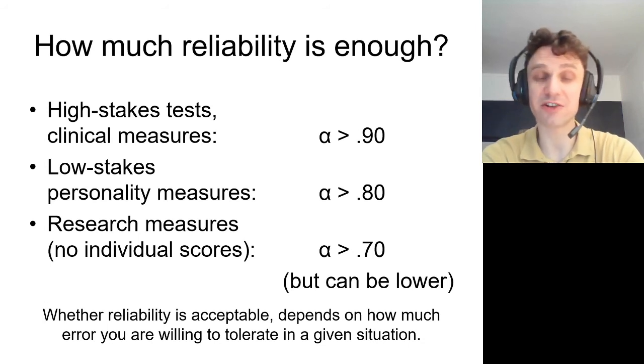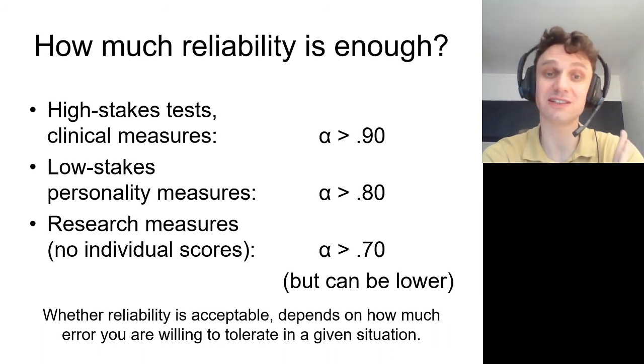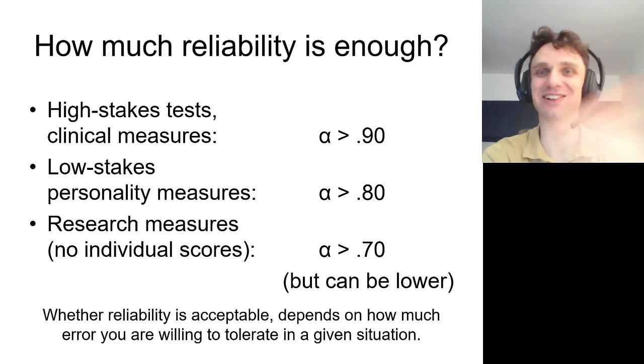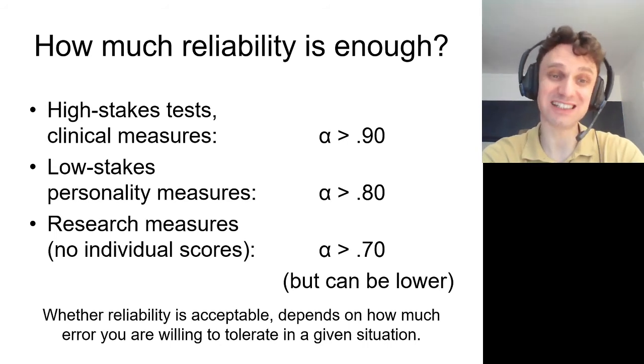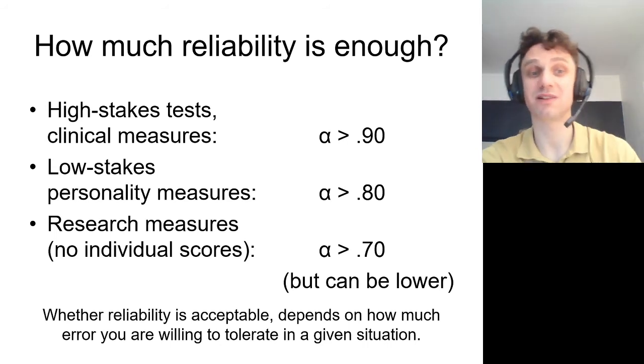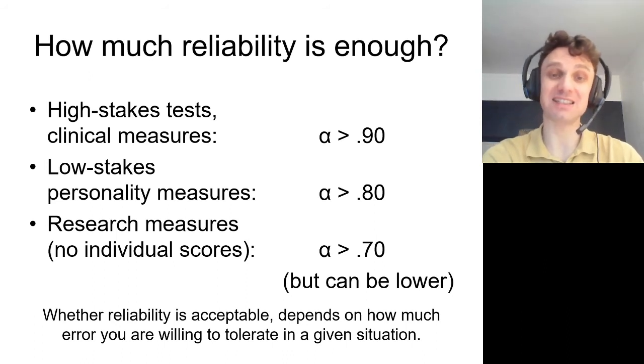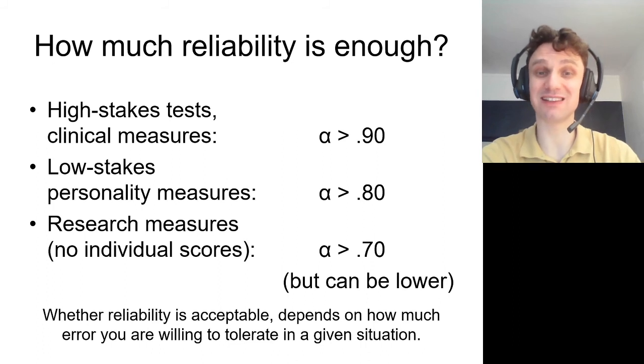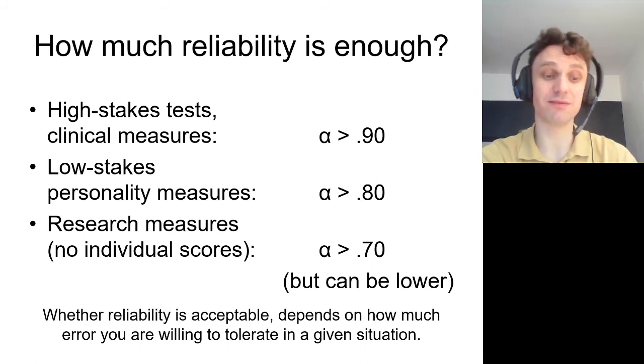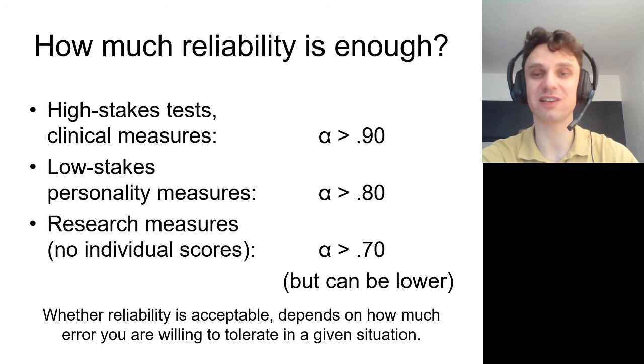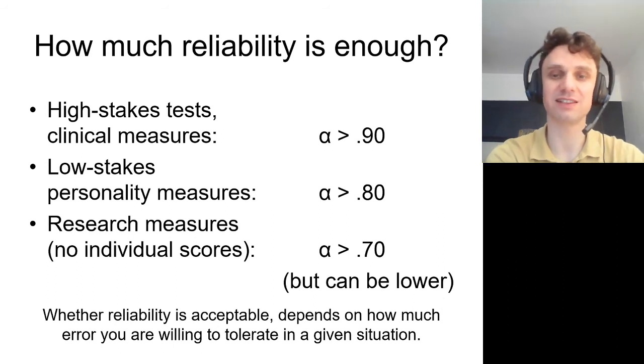For clinical measures, something like 0.90, which you use to decide whether a person should walk away or be hospitalized. For personality measures, where we just give feedback to people, it can be somewhat lower, like 0.80. But if reliability is lower than that, it's really better not to use this questionnaire to give individual feedback, because there is a high chance of making a mistake.